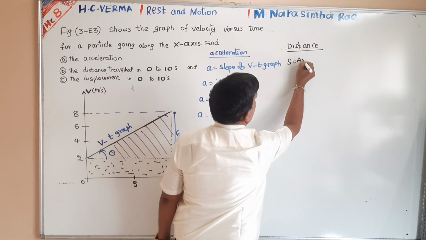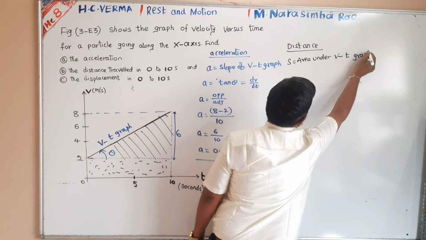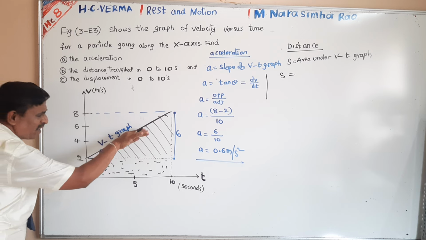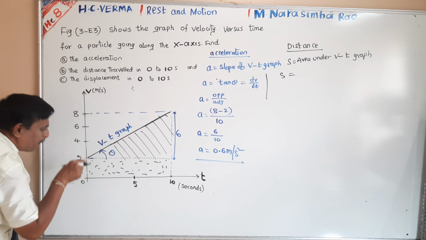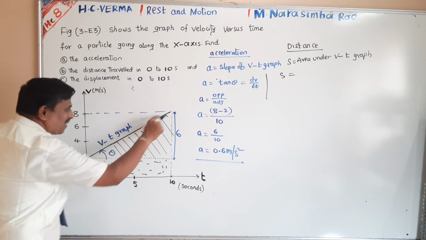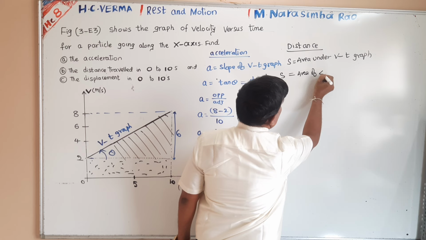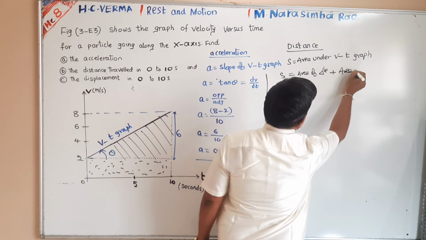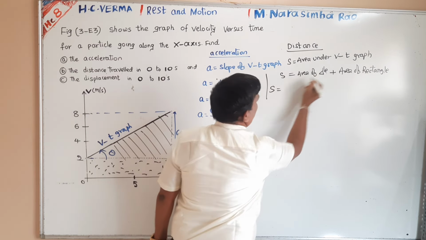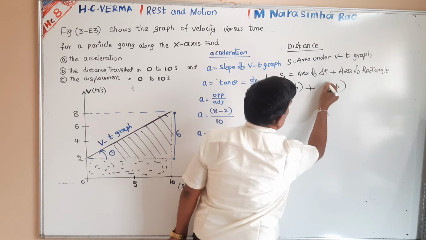Distance traveled is equal to the area under the VT graph, the velocity time graph. Area under the VT graph means the area of the triangle plus the area of the rectangle. Area of a triangle means half into base into height. Area of a rectangle means length into breadth.